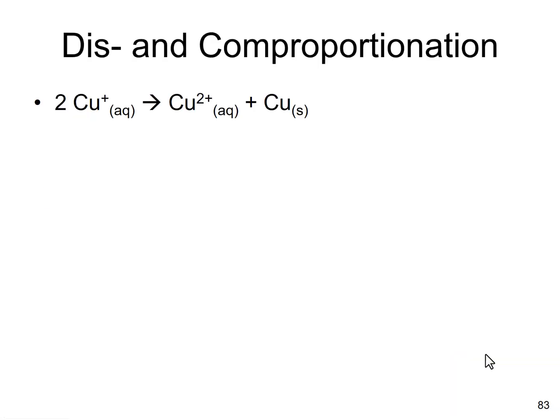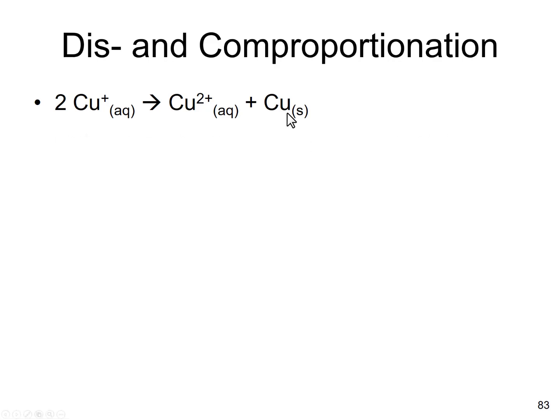In the previous example, we have seen that the oxidant and reductant are derived from different elements. Now sometimes you also have a scenario in which the oxidant and reductant are derived from the same element. Here we can see 2 copper 1+ being simultaneously oxidized to copper 2+ and reduced to elemental copper. And this particular reaction is a disproportionation.